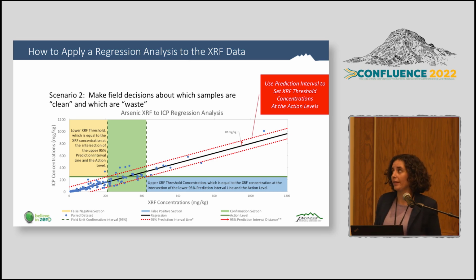So in between this, I've got the green sort of confirmation zone. In here, you're not 100% sure whether the XRF concentration is showing that it's waste or it's clean. So you can send this subset of samples off to the lab just to confirm whether they're waste or clean, just to double check.